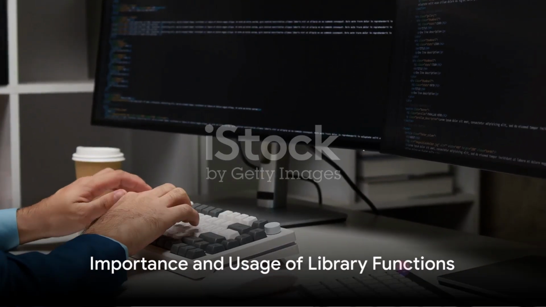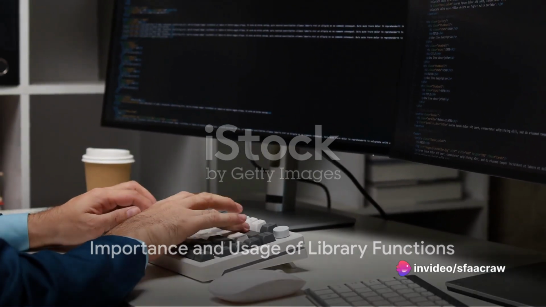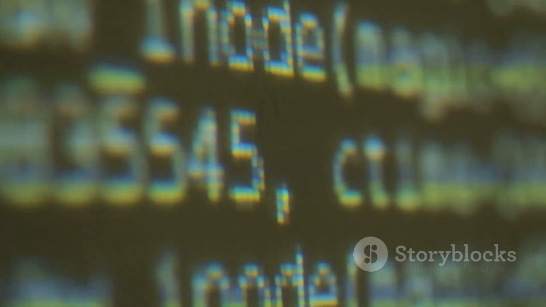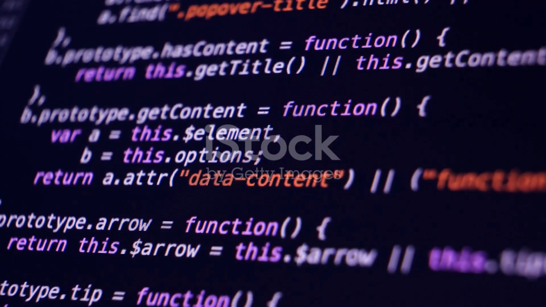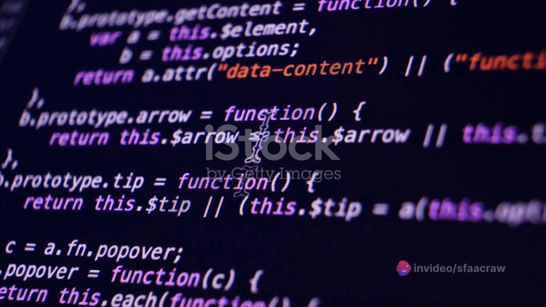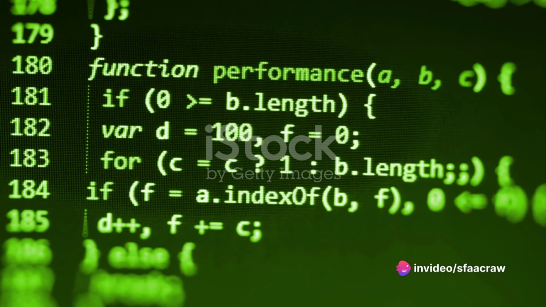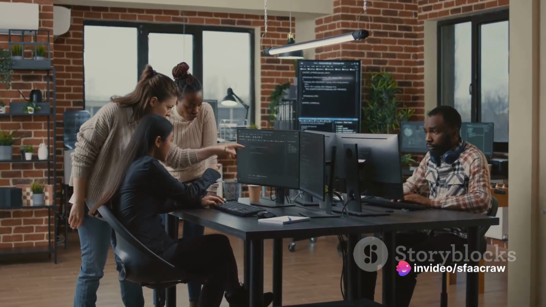Now that we've covered the types of library functions, let's talk about why they are important. Library functions make coding more efficient, allowing us to use pre-written, tested functions instead of reinventing the wheel. They reduce the chance of errors and let us focus on the unique aspects of our code. So, they are not just convenient but essential for efficient and effective programming.